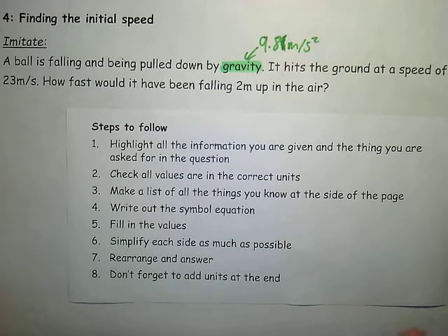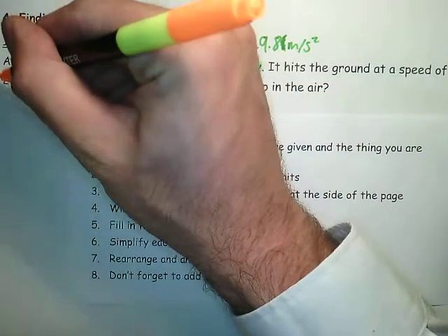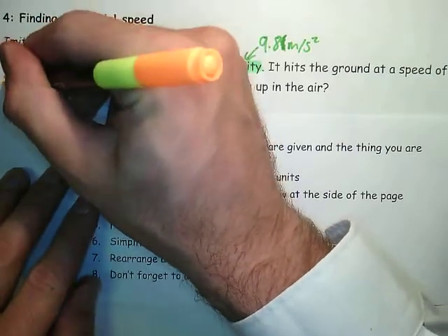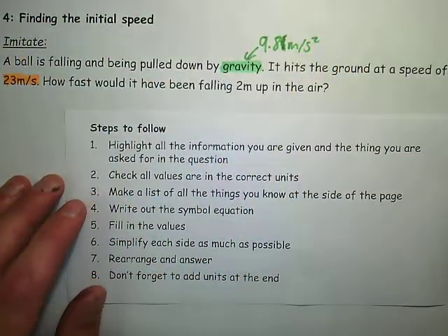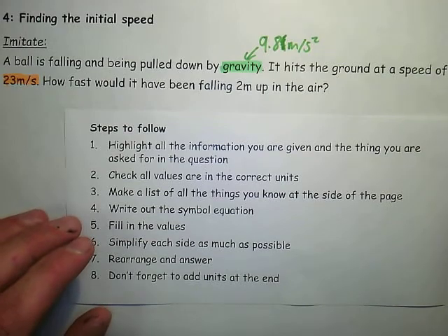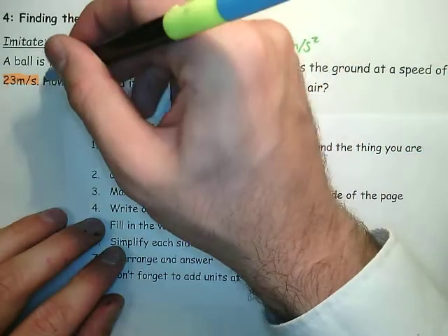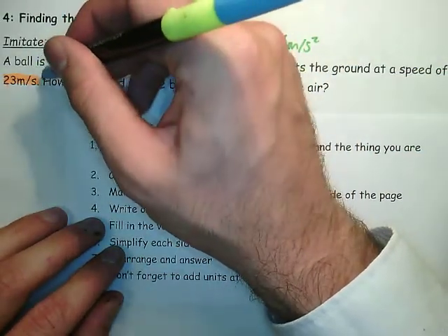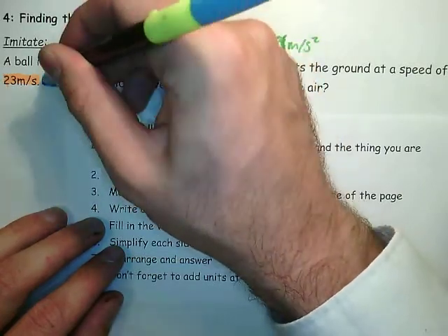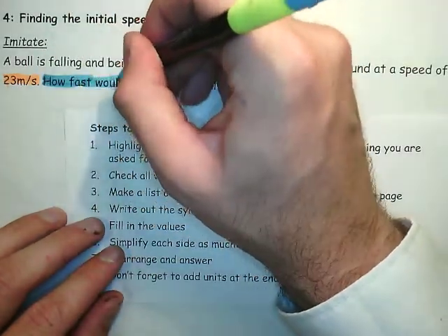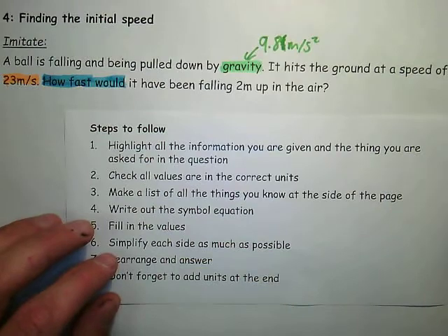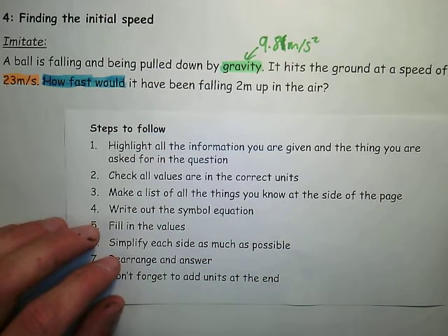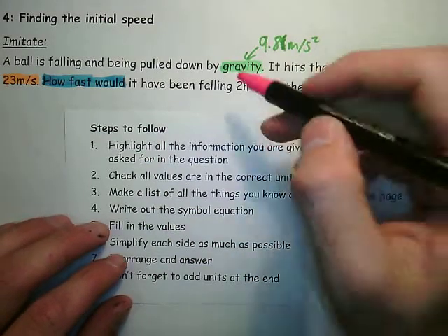It hits the ground with a speed of 23 meters per second, so that is your final speed. That's the speed it hits the ground at. How fast would it have been falling? That's our initial speed. So it was travelling at a certain speed before, if it was 2 meters up in the air, so that's our distance, 2 meters up.